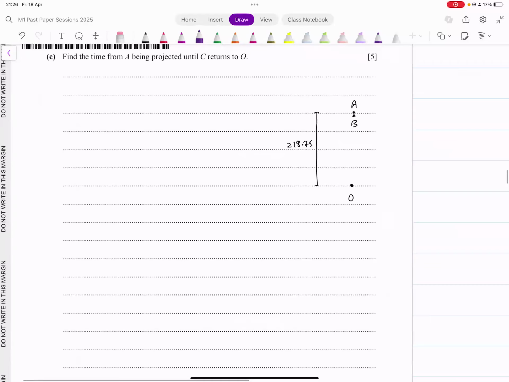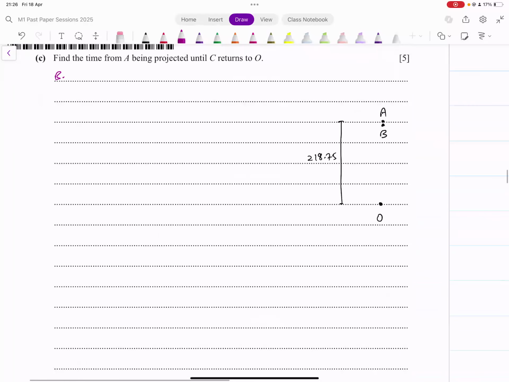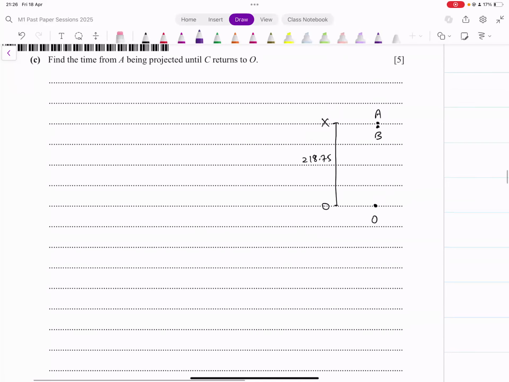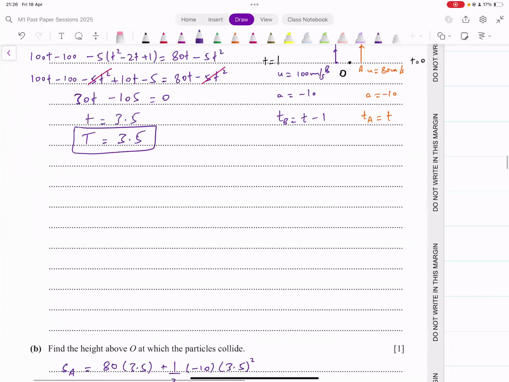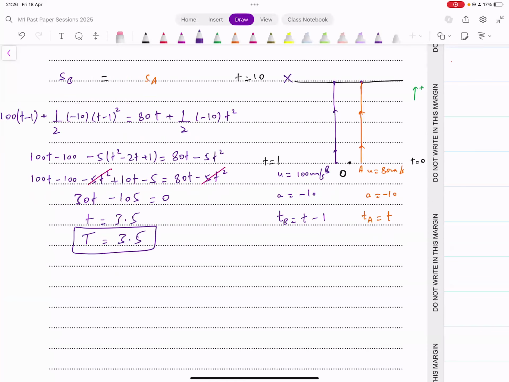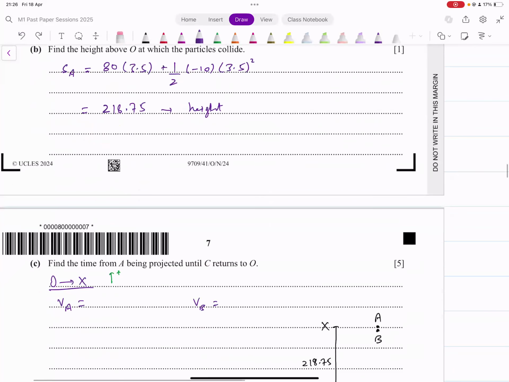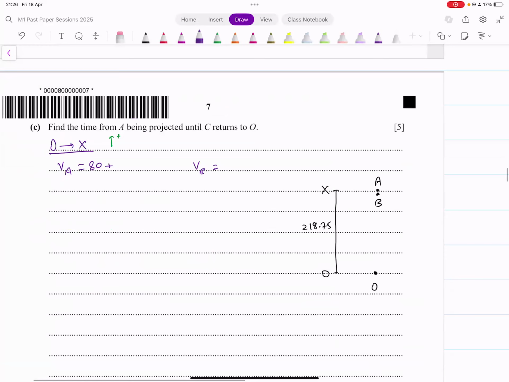Okay, so first of all, let's find the speeds before collision. Let me mark these points. Let's say this point is O. At the point of collision, let's call this point X. So from O to X, let's find the final speed for both of them. We're considering upwards positive for both, right? What's the final velocity for A, and what's the final velocity for B? We know all the other information from the first part. Initial velocity for A was 80. Let me write that down here. So I'm using v equals u plus at.